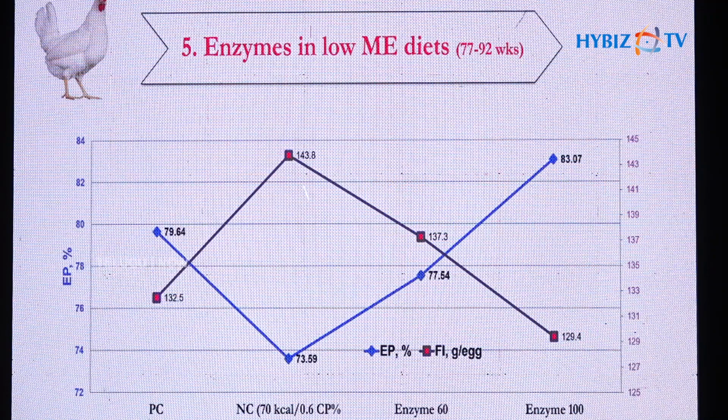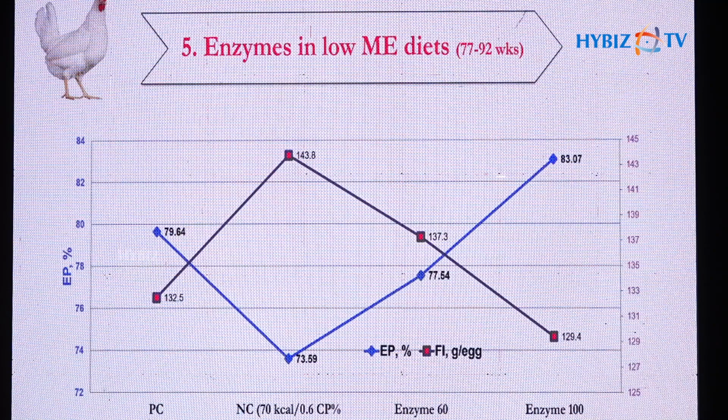Another experiment with enzymes: we reduced 70 calories and 0.6% of protein, and when we supplemented with the enzyme dosage, we could get almost equal, rather better, performance than the control diet.